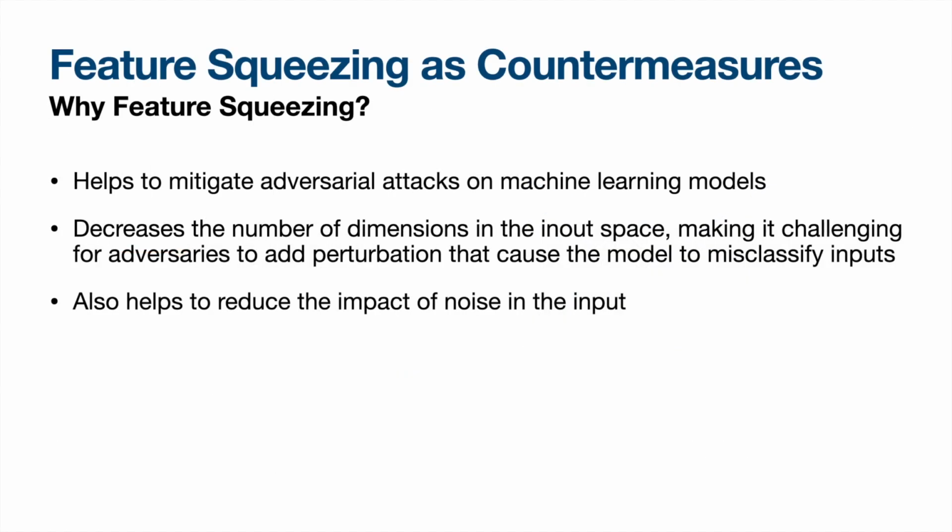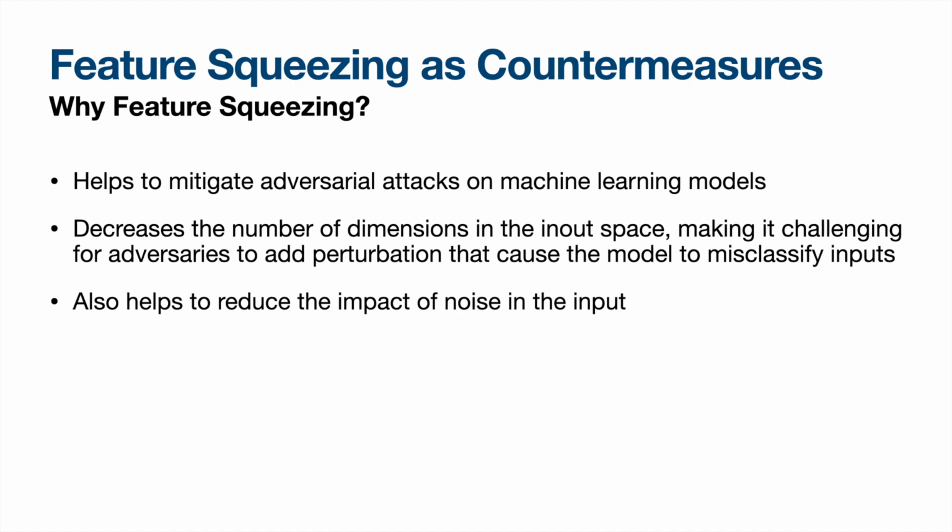Feature squeezing is a technique that can help to mitigate adversarial attacks on machine learning models by restricting the amount of information available to attackers. By decreasing the number of dimensions in the input space, this method can make it challenging for attackers to add perturbations that cause the model to misclassify inputs. For instance, in a 2-dimensional input space, attackers can add perturbations along either dimension to fool the model. However, if the input space is reduced to one dimension, attackers only have one axis to exploit, making it more difficult for them to find effective perturbations.